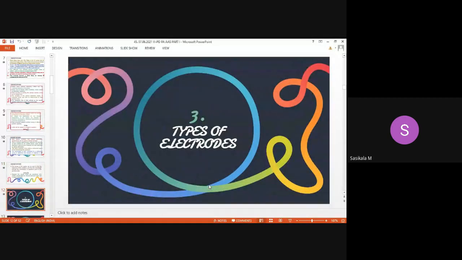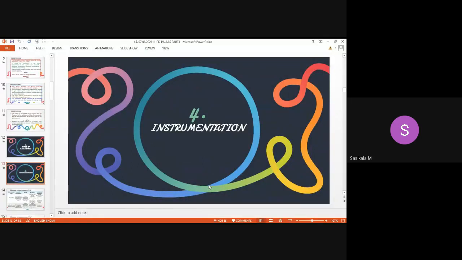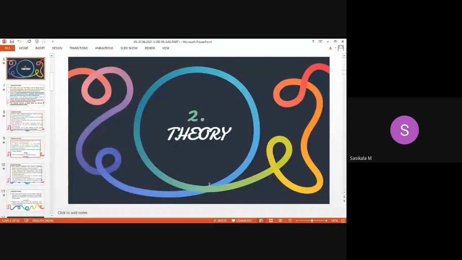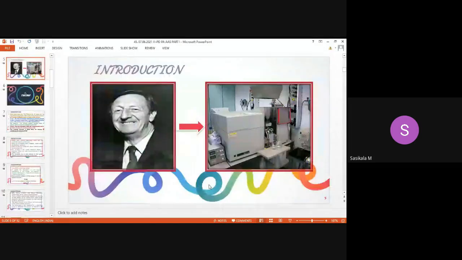So with this, we'll stop today's class. From the next class, we'll be seeing types of electrodes, instrumentation, and applications and all. Okay, that we'll be seeing in the next class. So we have seen only the introduction and theory behind atomic absorption spectroscopy.